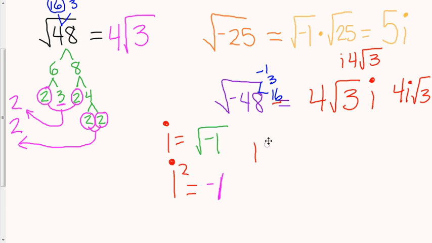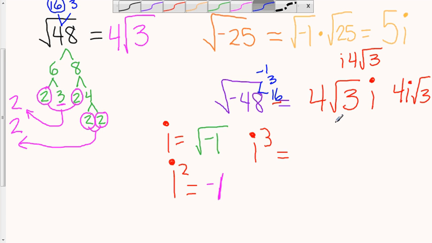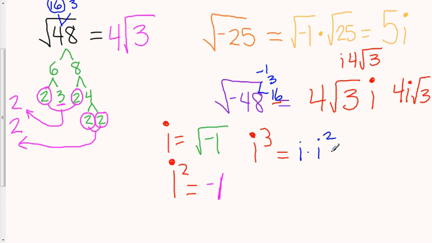And then after that, i cubed, which would be the same thing as i times i squared. i is the square root of a negative 1, and i squared is a negative 1. And we know that this is i, and that's a negative 1, so we can say this is a negative i.